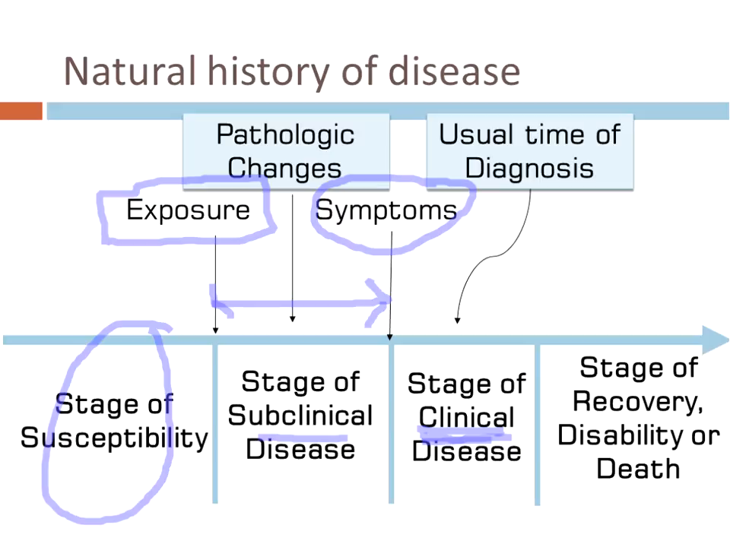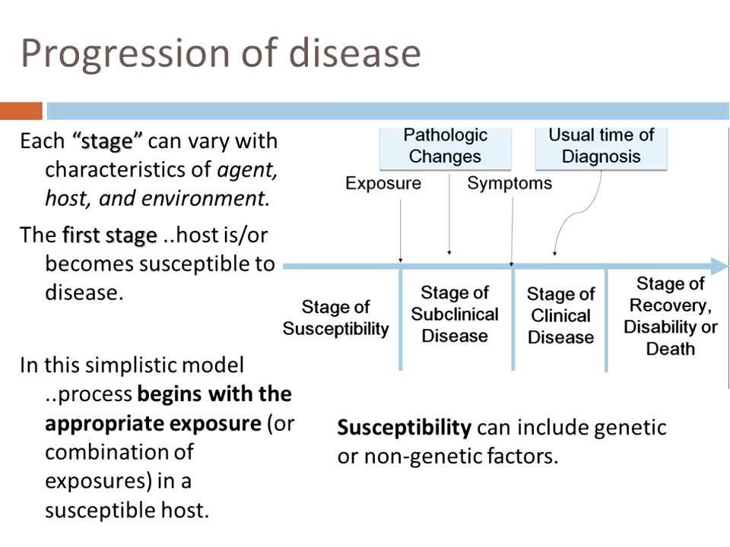So you have your exposure and your stage of susceptibility, then subclinical, where you have a disease but you don't have any symptoms. There are pathological changes in the body, and then you have your symptoms. It's usually when you go to the doctor and you're diagnosed or you're self-diagnosed, and then some natural progression. So each stage can vary with the characteristics of the agent, the host, and the environment. And the first stage is your susceptibility. And again, this is a pretty simplistic model.